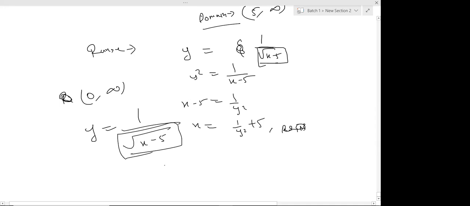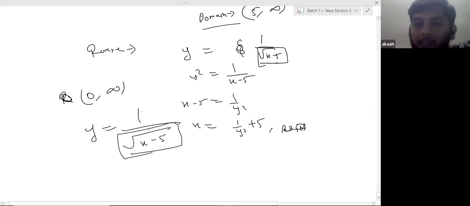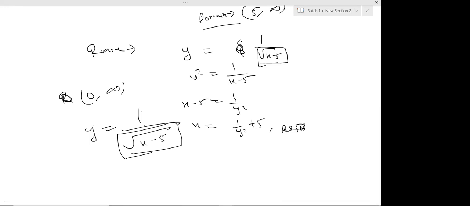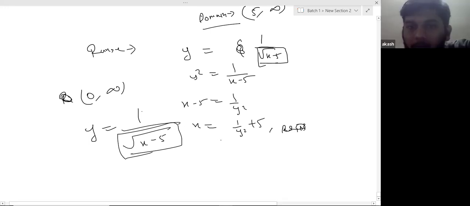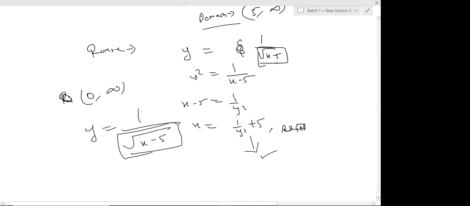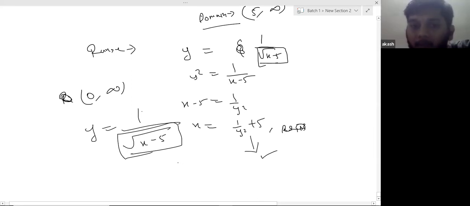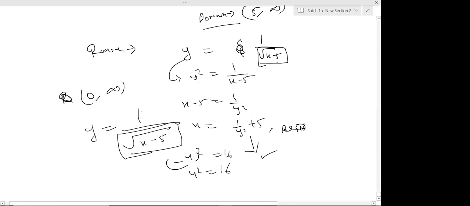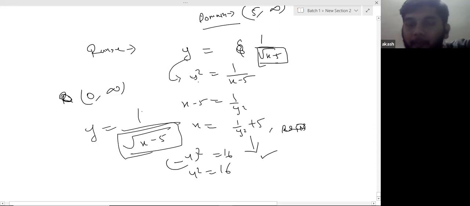No, sir. So 1 upon any positive number can never give us a negative number, right? And now you must be having doubts about this. Then why is this method not telling us about this, right? Because this method, when we squared both sides, we know that minus 4 square is 16, 4 square is also 16, right? We can observe from this y is always positive, but when you square it, it becomes equal with negative square, right? That is why we have to look closely about this.